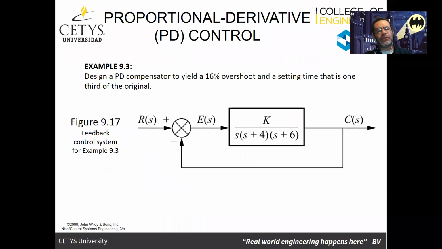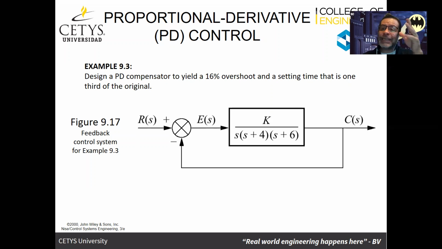So now let's assume that we want to design a proportional derivative controller that's going to yield a 16% overshoot or less, and we want to improve the setting time to at least 1/3 of the original value. So first off, let's look at the uncompensated system, which is the one we've got here.